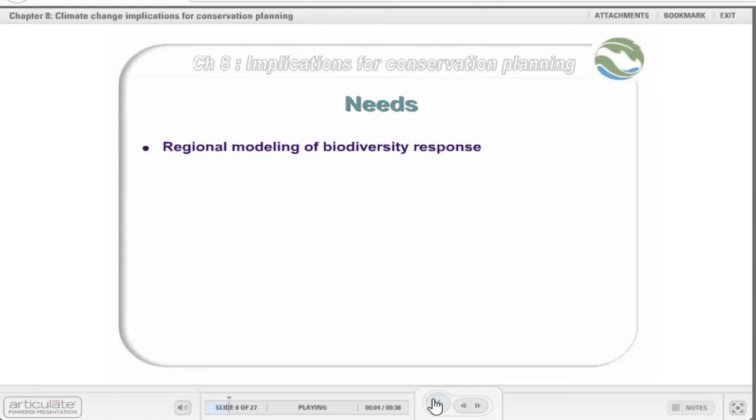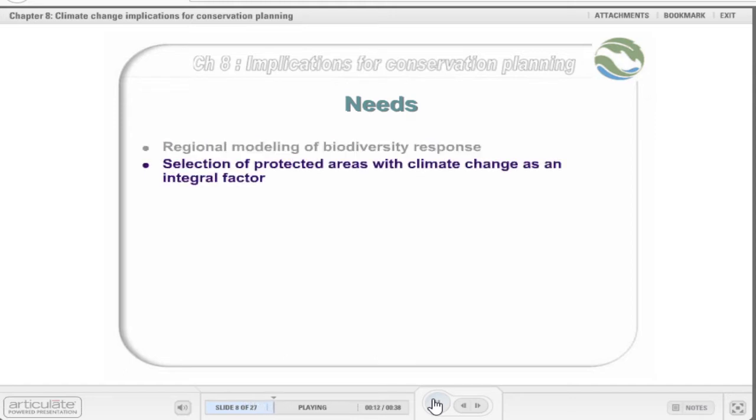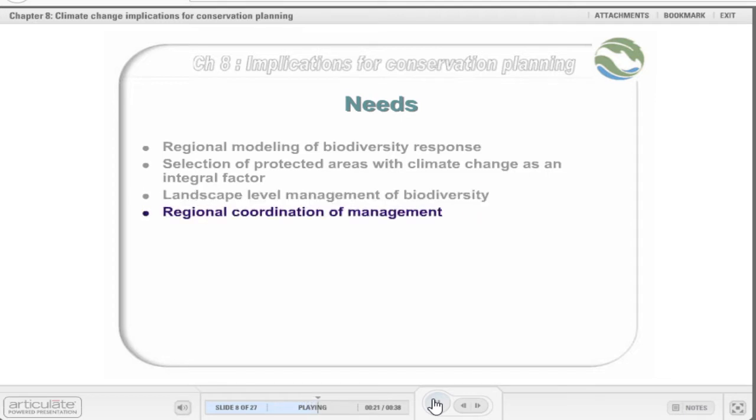Hannah presents an overview of these Climate Change Integrated Strategies, which specifies the needs for regional modelling of biodiversity responses to climate change. The selection of new protected areas with climate change as an integral factor, management of biodiversity at a broader landscape level, regional coordination of management, and the principle of polluter pays, currently being implemented in many places, are being included in plans, and thus facilitate these CCS.